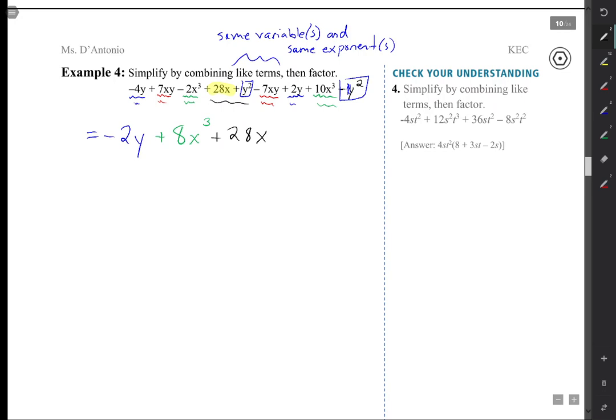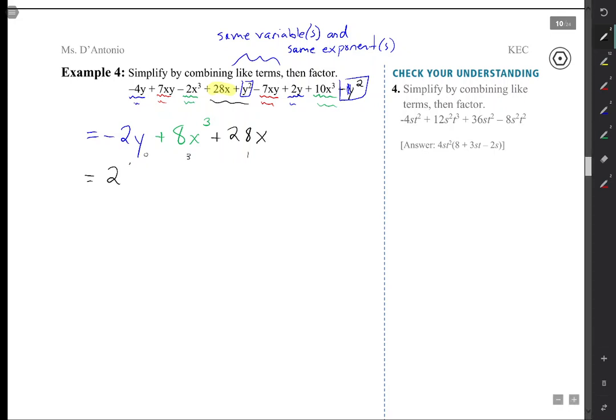So let's look at the coefficients first. We got negative 2, 8, and 28. What's the biggest number that divides into all three of those numbers? Well, that would just be 2. So we're going to put a 2 here. And let's look at the variables now. Let's start with y's. Are there y's in each term? Oh, there isn't. So we can't even factor out any y's because there's only y's available in the first term. Let's look at the x's. We have 3 here, we have 1 here, and we have none here. So we can't factor out any x's either. So the 2 is the only thing we can factor out.